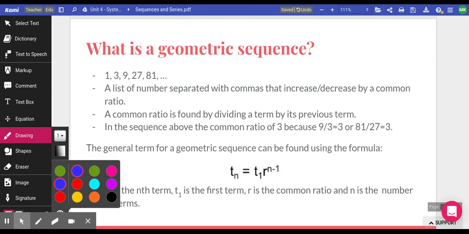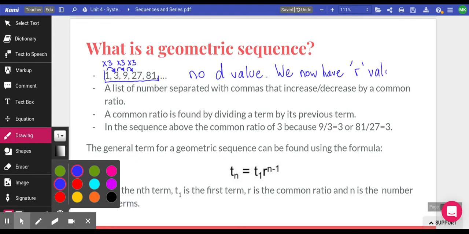Let's jump into it. So what is a geometric series? This right here is a geometric series. The difference between geometric and arithmetic is when you get from one number to the next, you're actually multiplying by something. In this case, we're multiplying by 3 every time, whereas with arithmetic, we were adding or subtracting to get the next number. This means we no longer have a D value. We now have an R value for a ratio. That's what you're multiplying by.